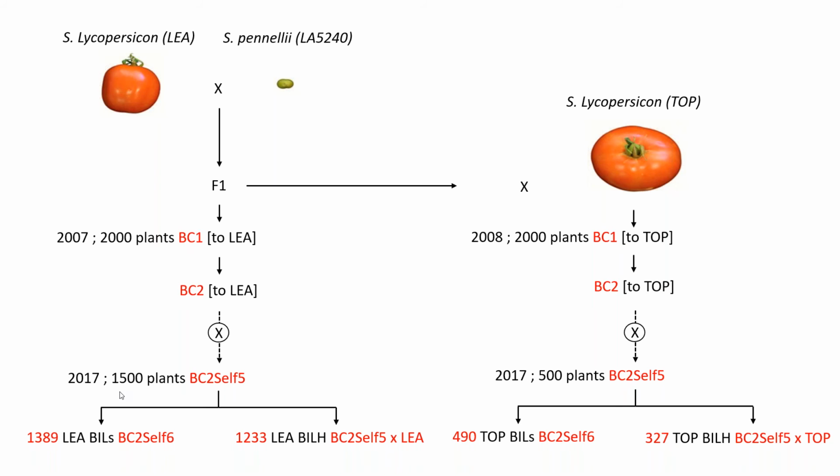So it's an extremely large population where every line contains different segments of introgression from the Pennellii. Because of the size of the population and the recombinants between the lines, the resolution of the population is very, very high. We measure about one recombination event every 18 kb. So it's really high.